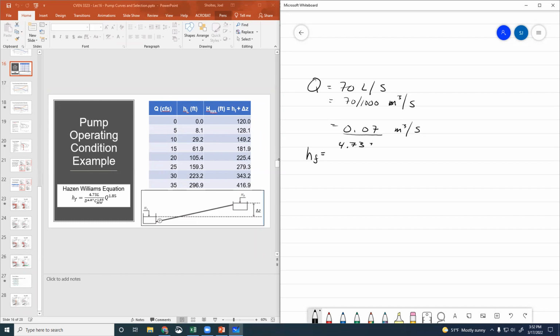So we had a length of 1,000 meters. Is that right? Okay. And that's going to be divided by our diameter, which is 0.2, raised to the 4.87 times our Hazen-Williams coefficient, we said was 100.